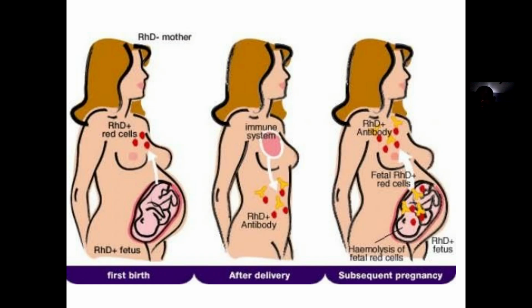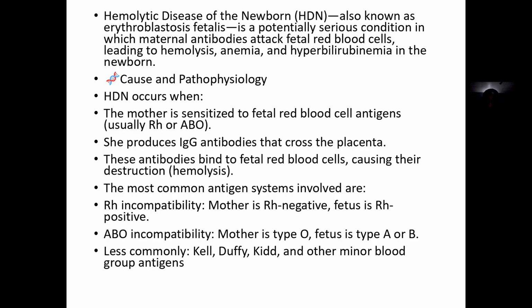The mother is rhesus negative, so the baby is rhesus positive because they inherited the rhesus positive stuff from the father. Do you understand? So this led to some incompatibility, some conflicts between the blood of the baby and the blood of the mother. So it's also known as erythroblastosis fetalis.